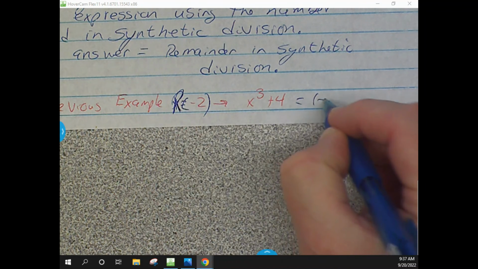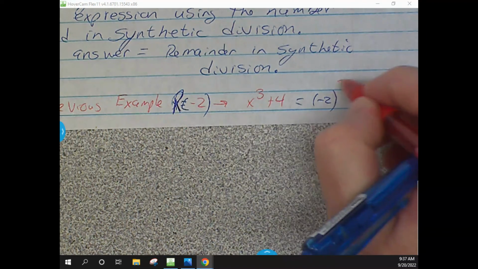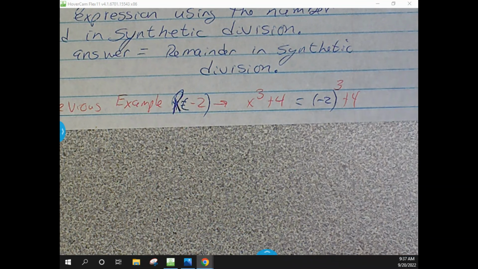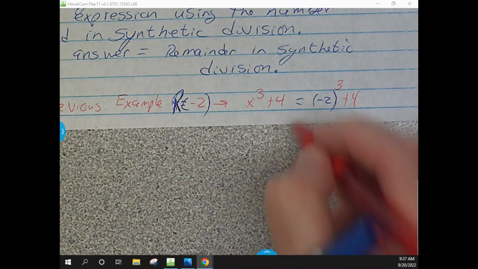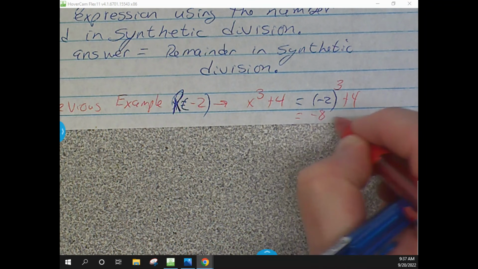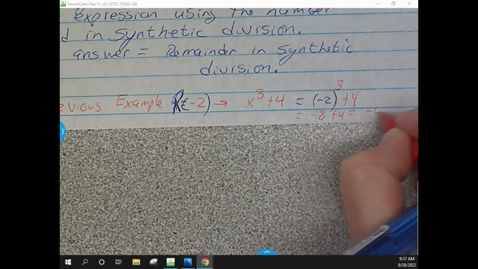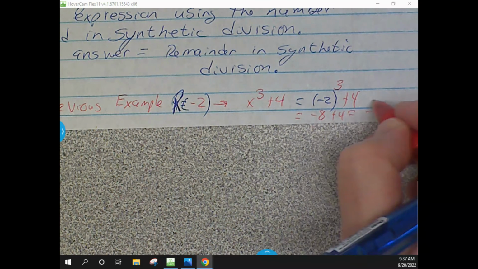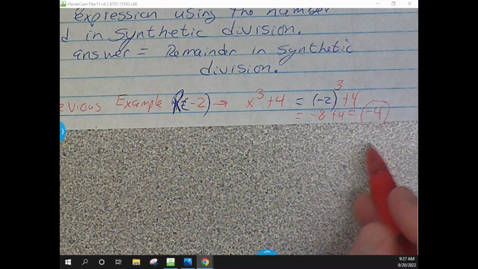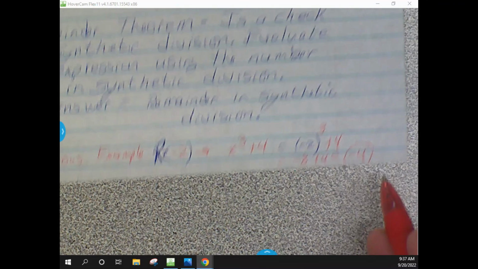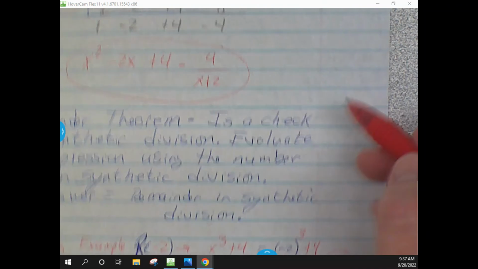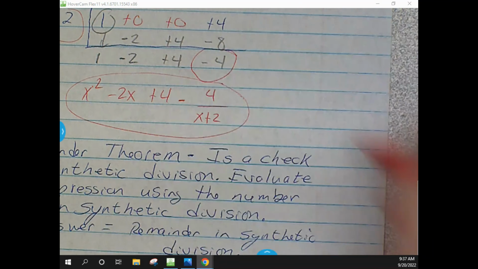So that would be -2 to the third plus 4, which would be -8 plus 4, which would be -4, which is the same thing that we had for our remainder right there.